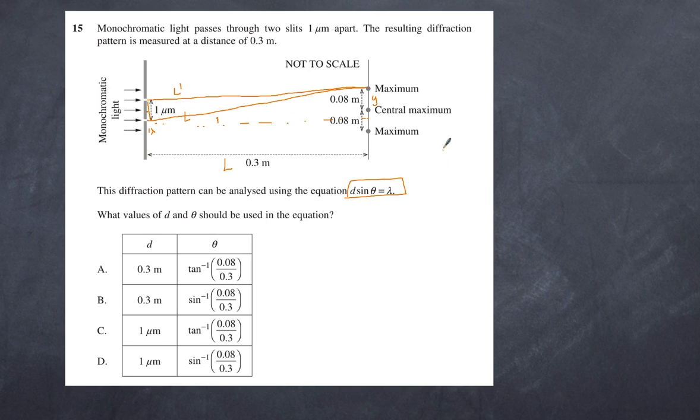So then what we say is that my tan of the angle is going to be equal to the y over L, which is our 0.08 over the length, which is 0.3. That allows me to work out the angle, so therefore the angle becomes the inverse tan of 0.08 over 0.3. Now, that tells us here my options are A in this case and C in this case. Now, what is D? D is the slit separation, so that's 1 micrometer, so the answer becomes C.